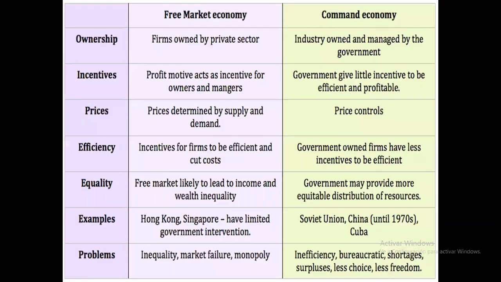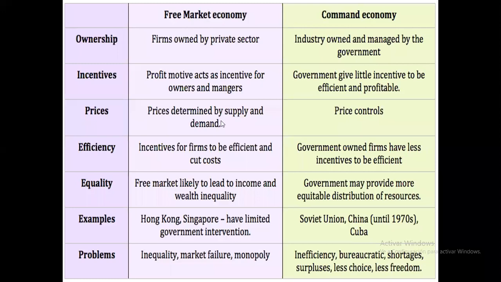Let's move on. Okay, now over here they compare the free market economy and a command economy. Who's the owner? Who's the ownership? In the market, the firms are owned by the private sector. Now over here in command economy, the industry is owned or market managed by the government. The government is the one who manages everything. Incentives: over here there are incentives, and in the government, there is little incentive. The price, they control the price.